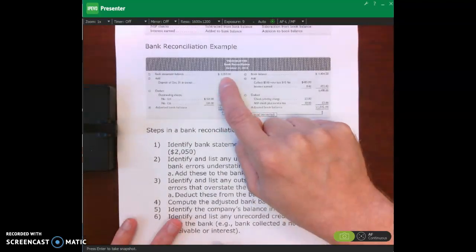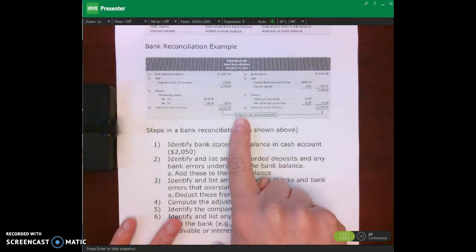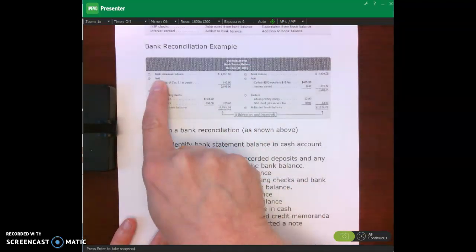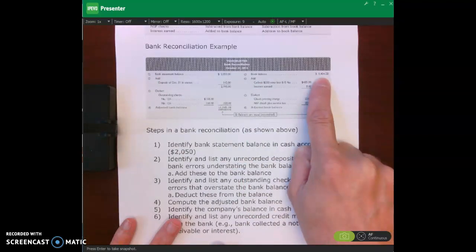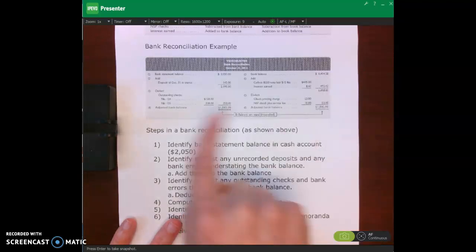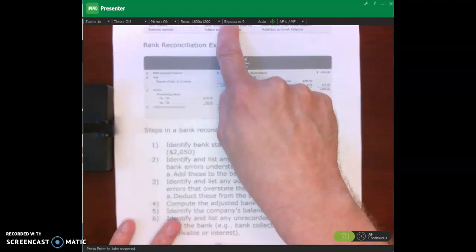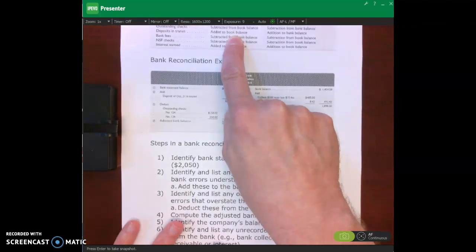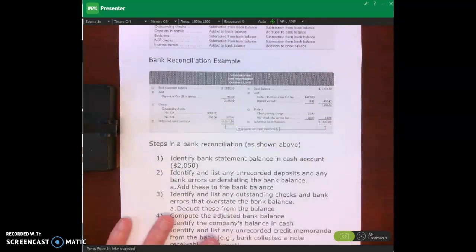So if we look over here at our bank reconciliation example, we have our bank statement balance, and then we have our book balance. The way we'd want to do this is two columns: one for our bank statement balance, and one for our book balance. Our book balance of 1,404.58, we get from the general ledger. And then with our bank statement, we'd say, well, we have a deposit in transit. If we look at that deposit in transit up here, it was added to our book balance, and now what we have to do is add that to our bank balance.